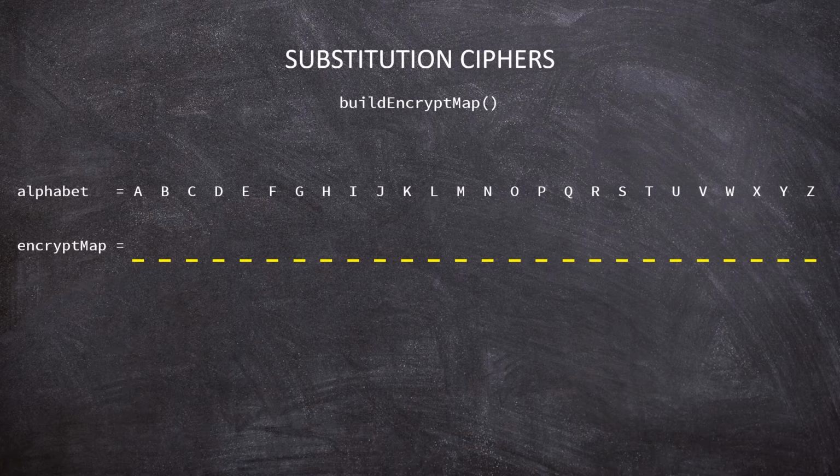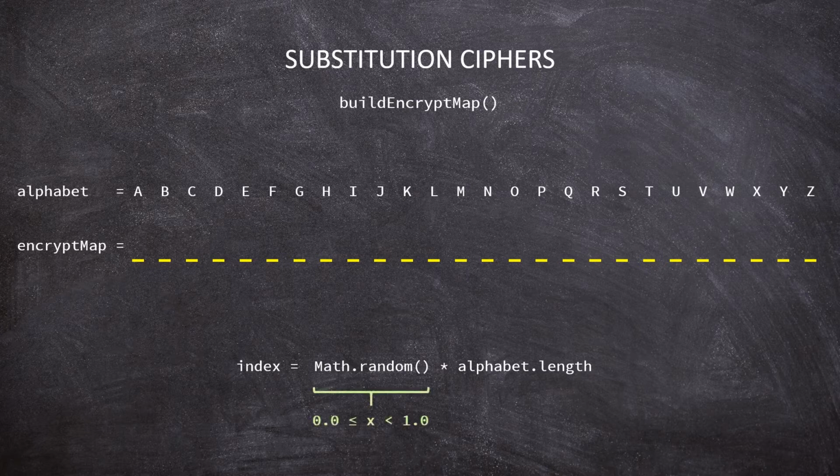But we also need a way of tracking which letters have already been used from the alphabet so we don't repeat letters in the encrypt map. So one of the first things we need to do is generate a random index so we can select a random letter from the alphabet. Now, while there are many ways to do this, I'm just going to stick with the traditional Math.random method, which generates a number that is greater than or equal to 0 but less than 1, and if we multiply that by the length of the alphabet, in this case 26 characters, what we end up with is a number that should appear between 0 and 25.